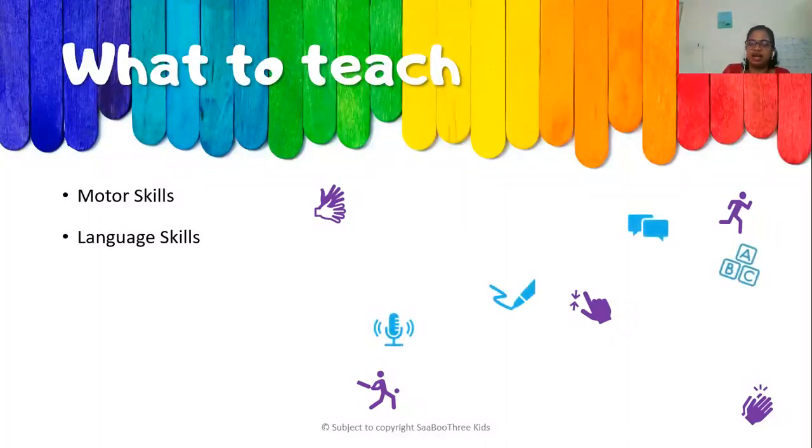And the second is the language skills. Within language skills, you can concentrate on speech and listening. Listening is another area which is overlooked. It doesn't matter if the child is using fancy vocabulary, but they should understand what the other person is saying. So that is the receptive language skill. And apart from this, there is reading and writing.